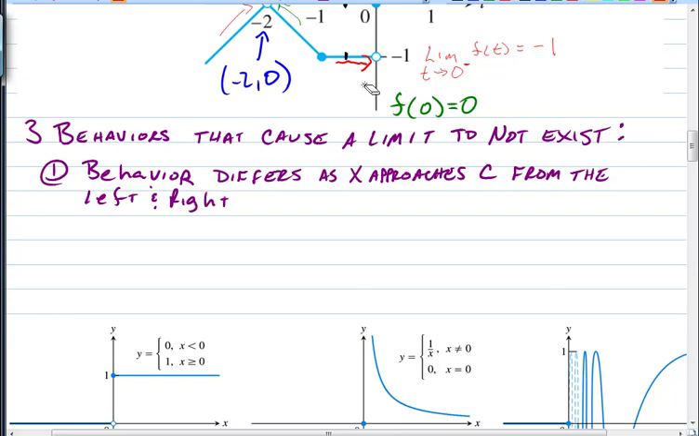That was like the previous problem where we had f of 0. Okay? The limit as t approaches 0 was undefined because as we approach from the left we got -1, if we approach from the right we get +1. So the second condition then is unbounded behavior.